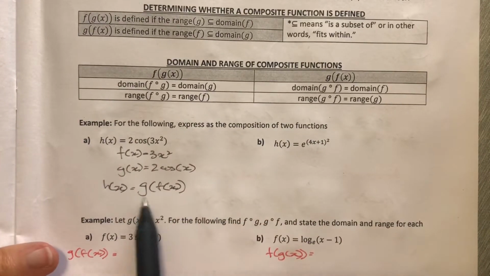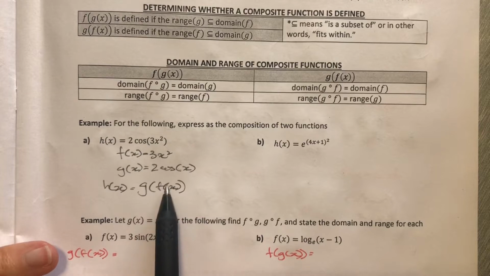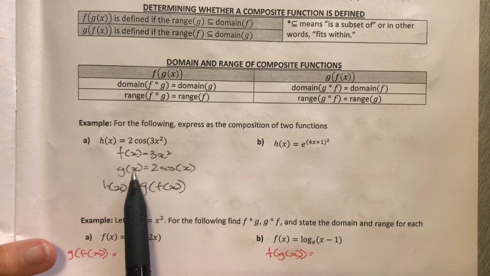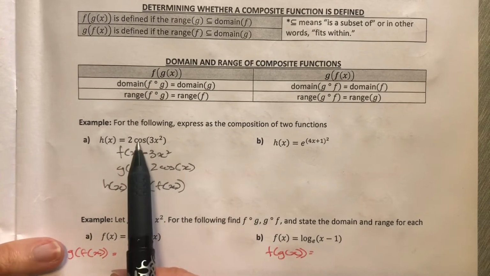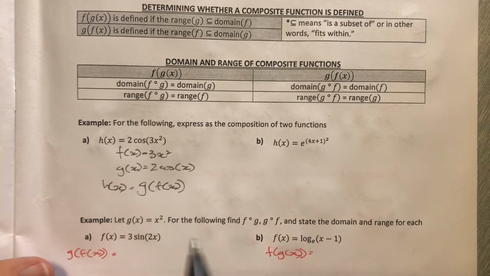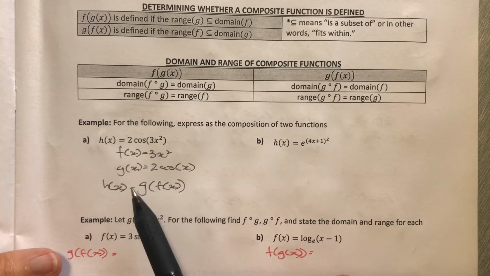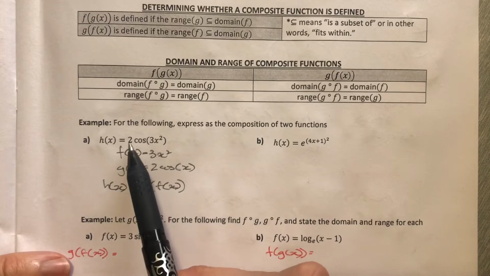Now, if you try to work out what g of f of x is, so put this inside there, it's going to give you that. Okay, so that's what it means by that. There's actually a couple of different ways you can do it. Like you could just say that the number 2 is a function as well. There's not just one right answer.